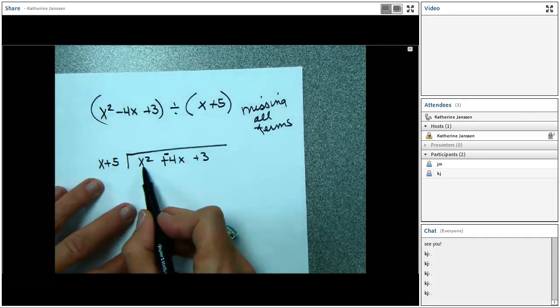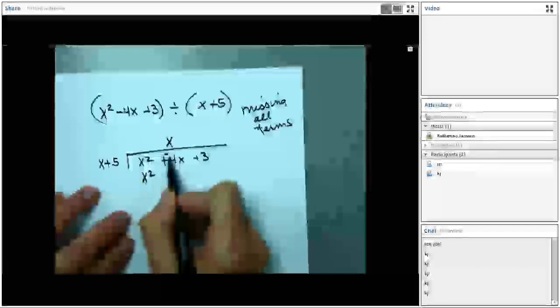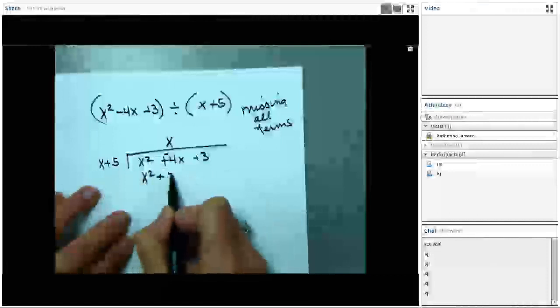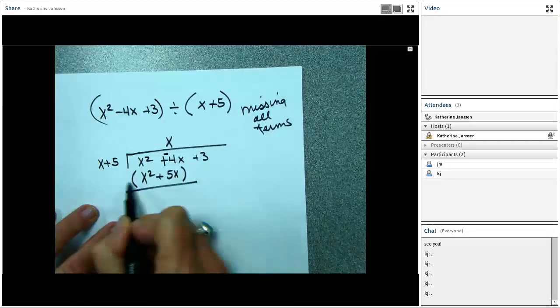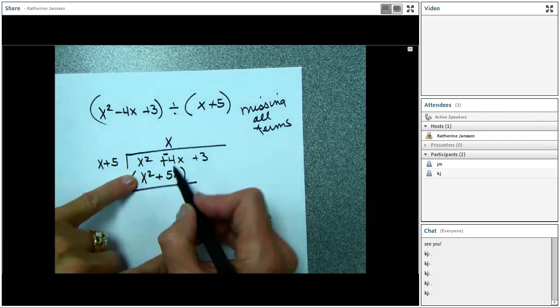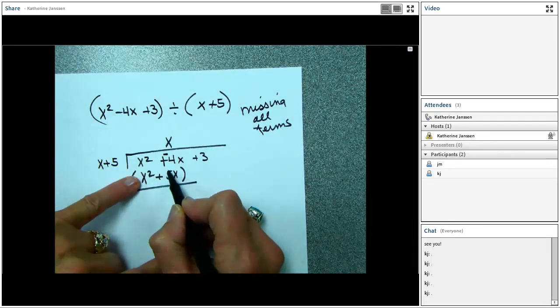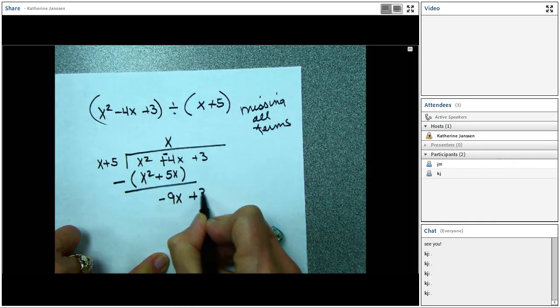So x times what will give you x squared? x times x is x squared. 5 times x is 5x. Draw your line, subtract the entire polynomial, which is the opposite of this polynomial. This is positive, but I'm looking for its opposite, so I'll end up with a negative 9x and bring down the next term.